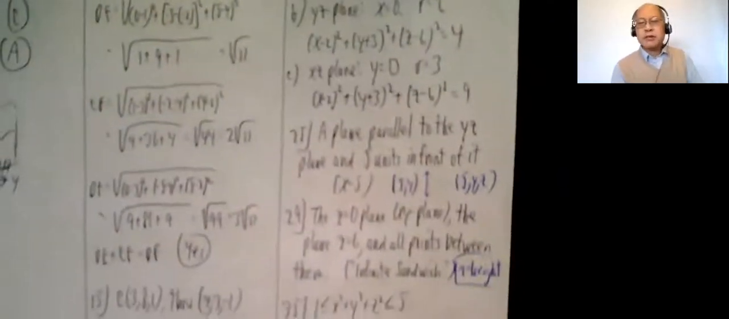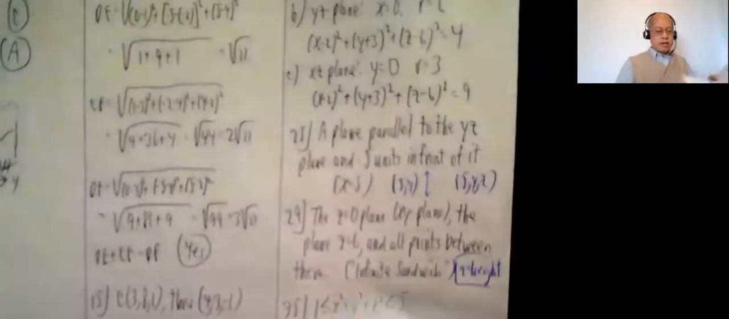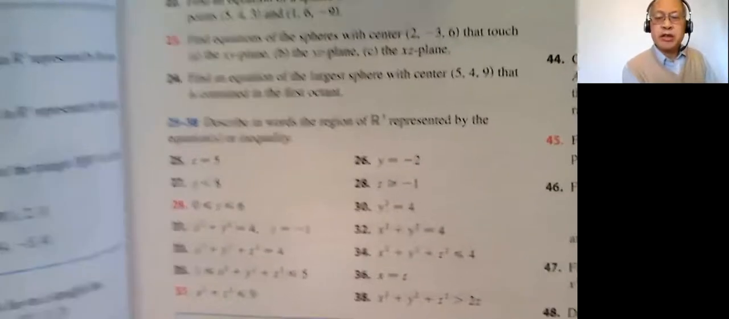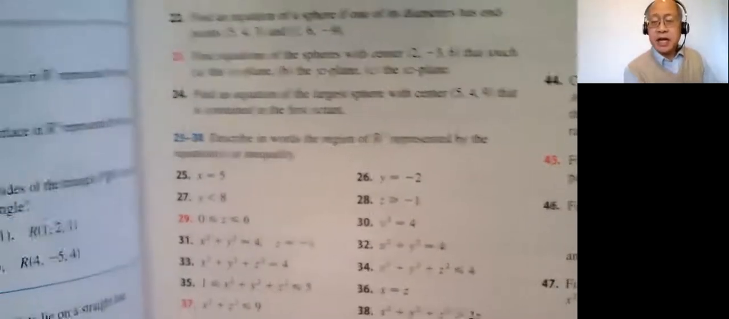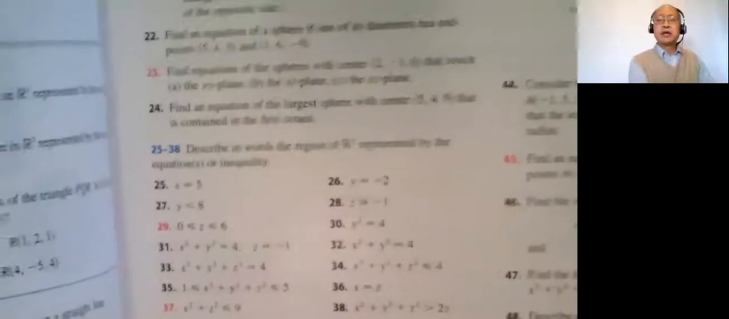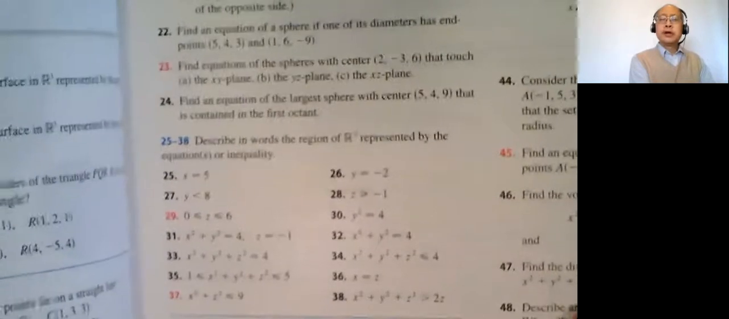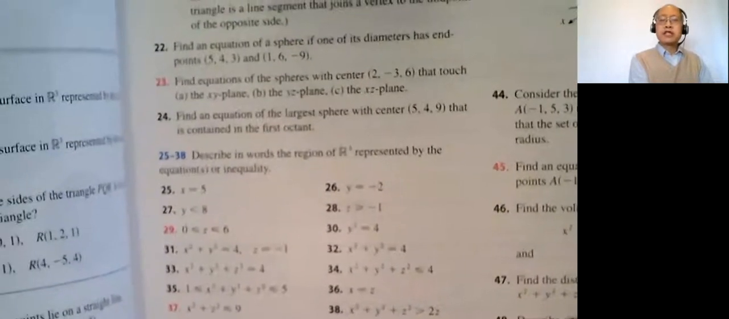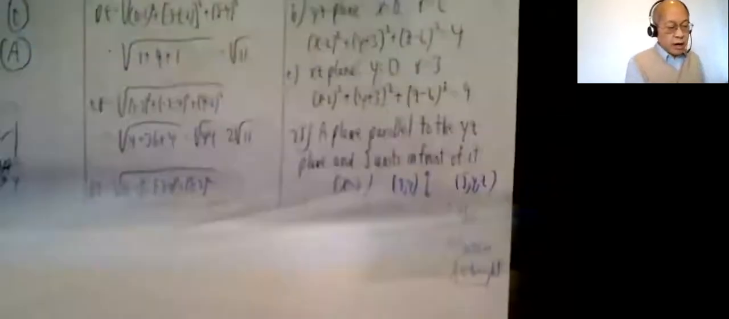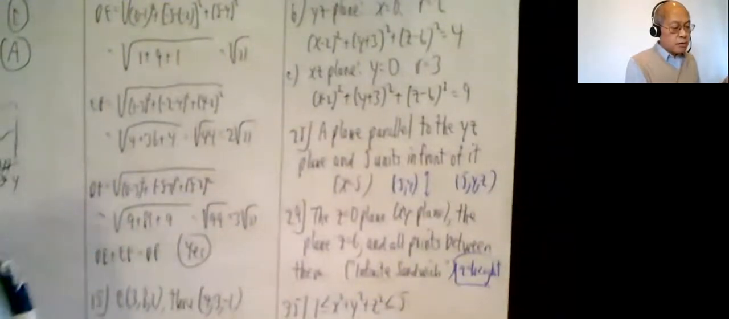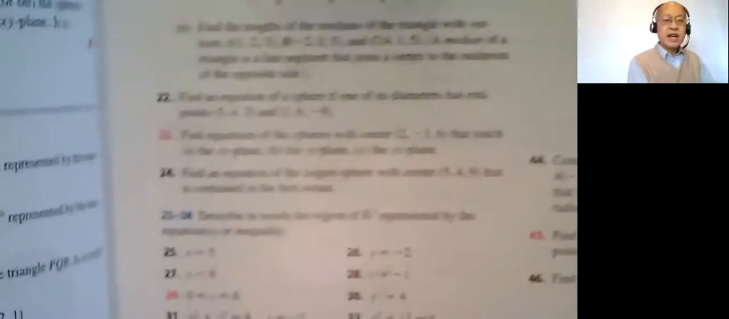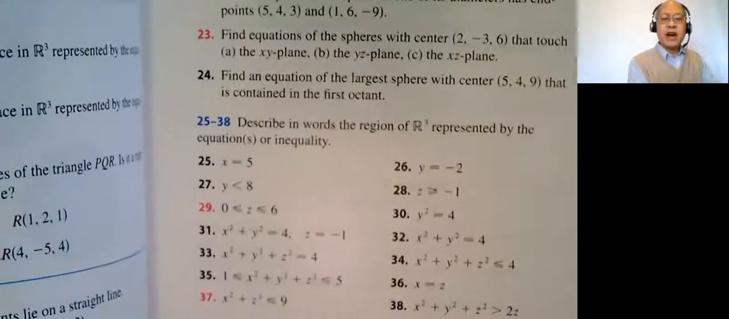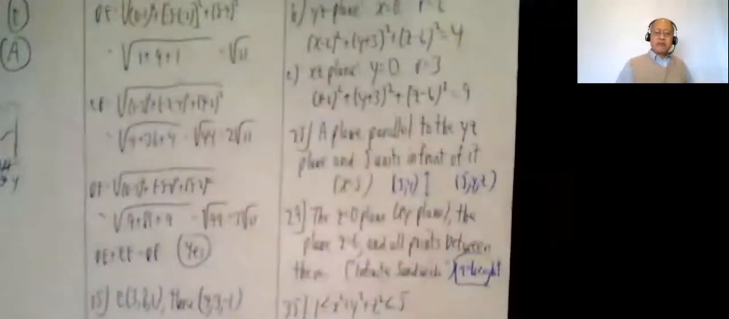All right, then finally, we have some problems involving discussion of what things look like in R3. Again, R3 is space, the set of all x, y, and z triples. R2 is the XY plane. So R3 is XYZ space. All right, so for problem number 25, it says X equals 5. So what does X equals 5 look like?